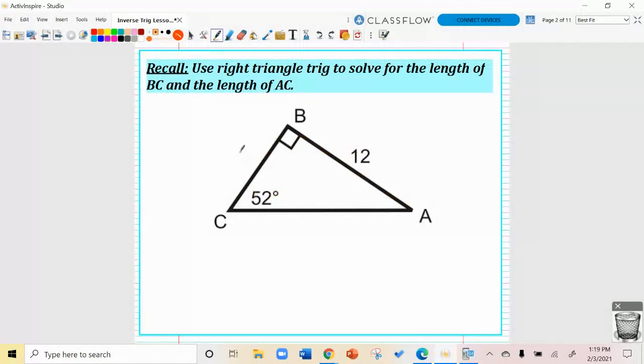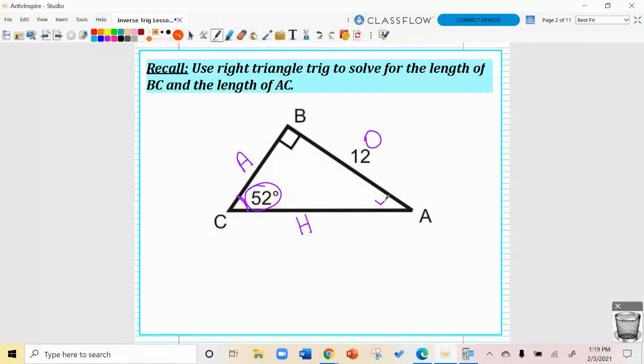So let's get started. We're going to start out by recalling how to use right triangle trig to solve for the length of BC and the length of AC. In this triangle, I've got angle C here, and I'm going to refer to this as my reference angle. In reference to this angle, opposite is this 12. The hypotenuse is across from the 90-degree angle, so don't get fooled by the fact that it's turned. And adjacent to angle C is this right here. I'm going to be using 52 as my reference angle. If you choose to use this angle over here, you can.